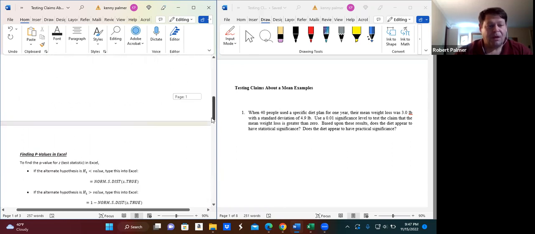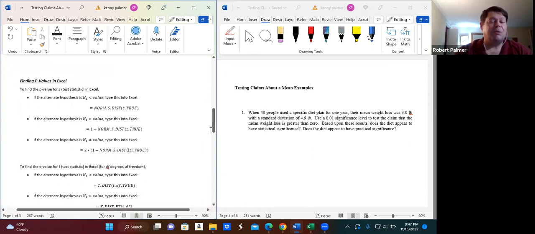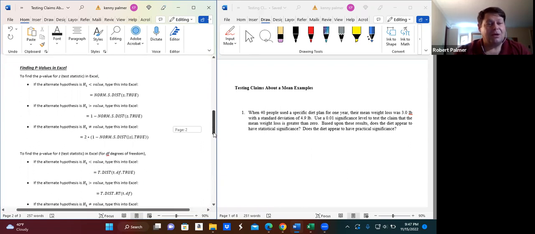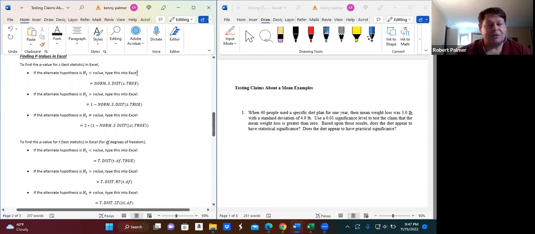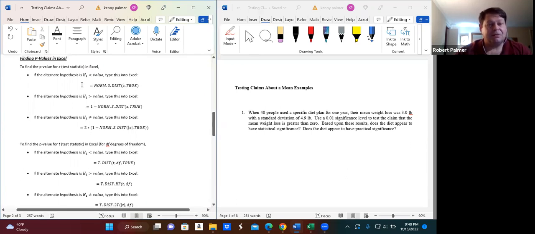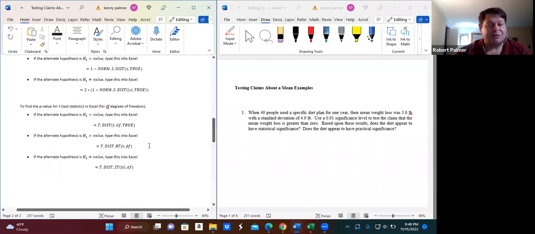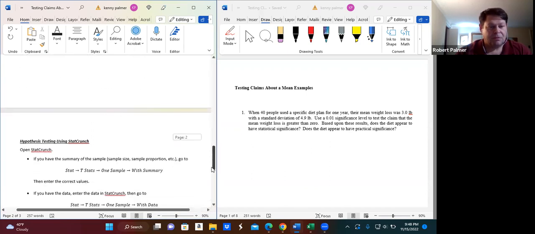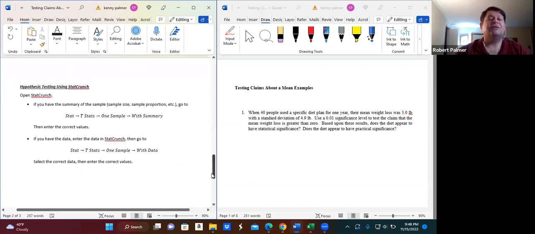Now, to calculate the p-value, which determines whether you're rejecting a hypothesis or not, you can do that in Excel. Here I mentioned the methods to do that in Excel, if you're using a Z statistic, in the case that you know your population standard deviation, or if you don't, the function for a t statistic. And then finally, the way we're going to go about it in StatCrunch, which we'll use here as we did in the video about testing claims about proportions. This is the method, the steps we'll go through, and we'll do examples of those.